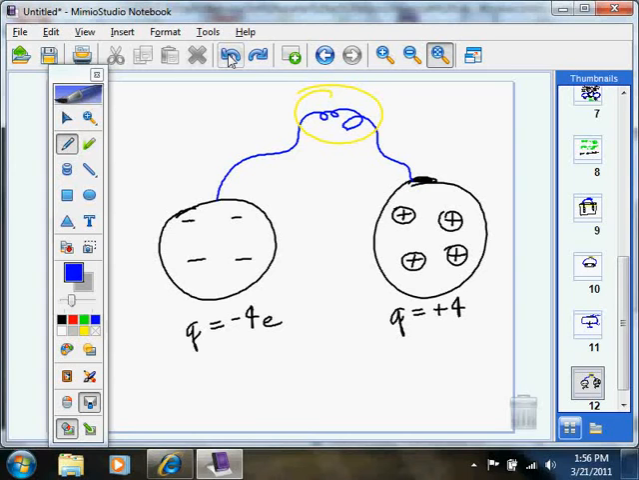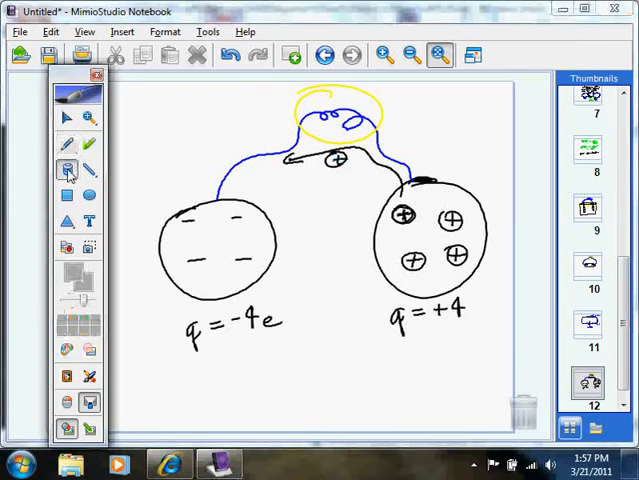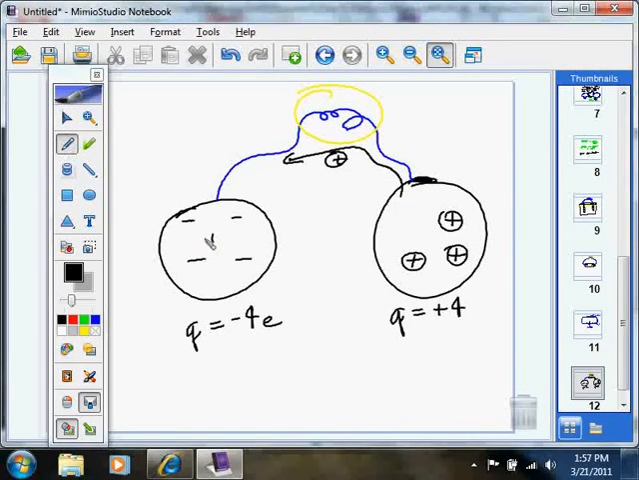Let's just pretend for a moment, shall we? Even though we know the protons are locked up in the nucleus, and the protons cannot jump from atom to atom, just for giggle's sake, let's pretend that one proton flowed the other way. Well, if one of the protons went the other way, what would be the charge over here? What would be the charge over here? Same thing we got before.